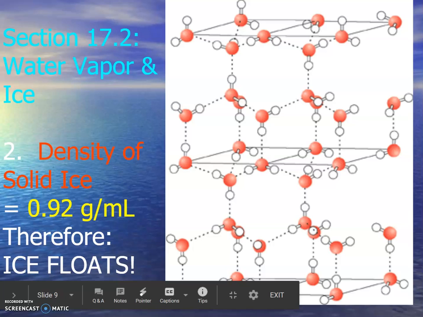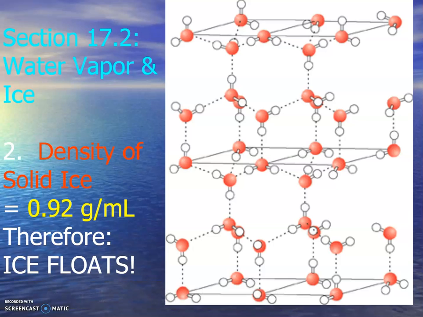All right, the second criteria for the properties of water is the density of solid ice. Okay, so water has a density of 1 gram per milliliter. So a milliliter or a cubic centimeter is going to weigh 1 gram, but ice is going to be 0.92. So ice floats.